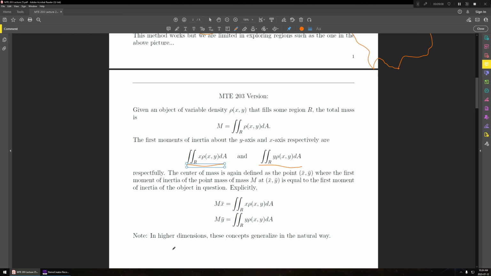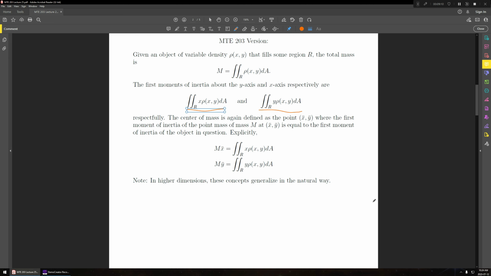Oh yeah, one other comment. In higher dimensions, this generalizes in the natural way. By the natural way, I mean I would get triple integrals and here I would have a z. The dA, I would call it dV for volume. Here, I would still have an x and a y in an x moment of inertia, but I'd also have a third term that tells me what's happening with z, right?